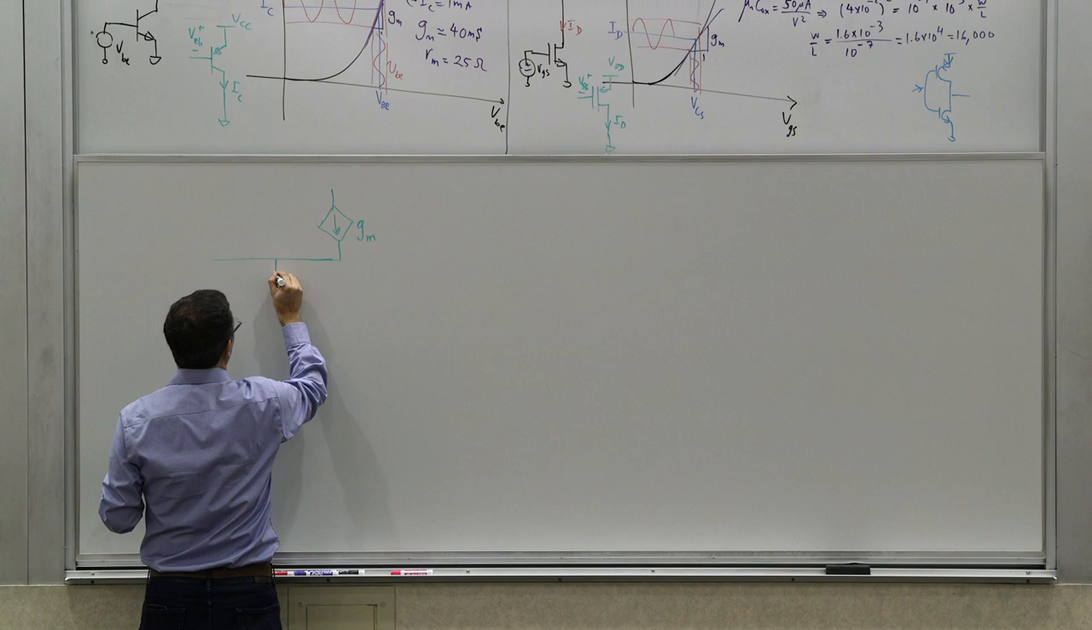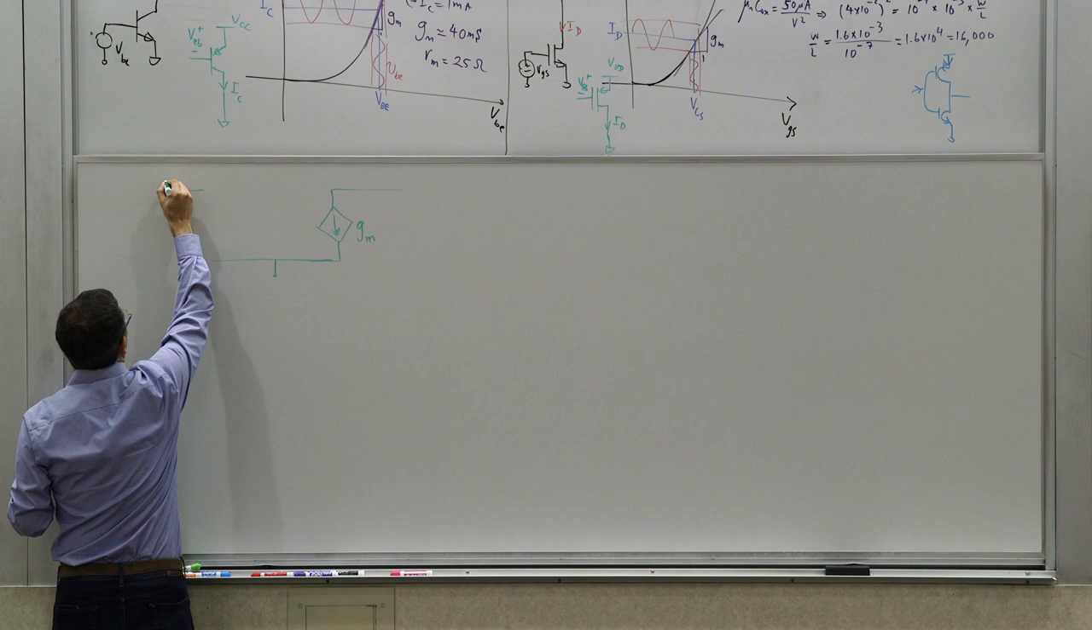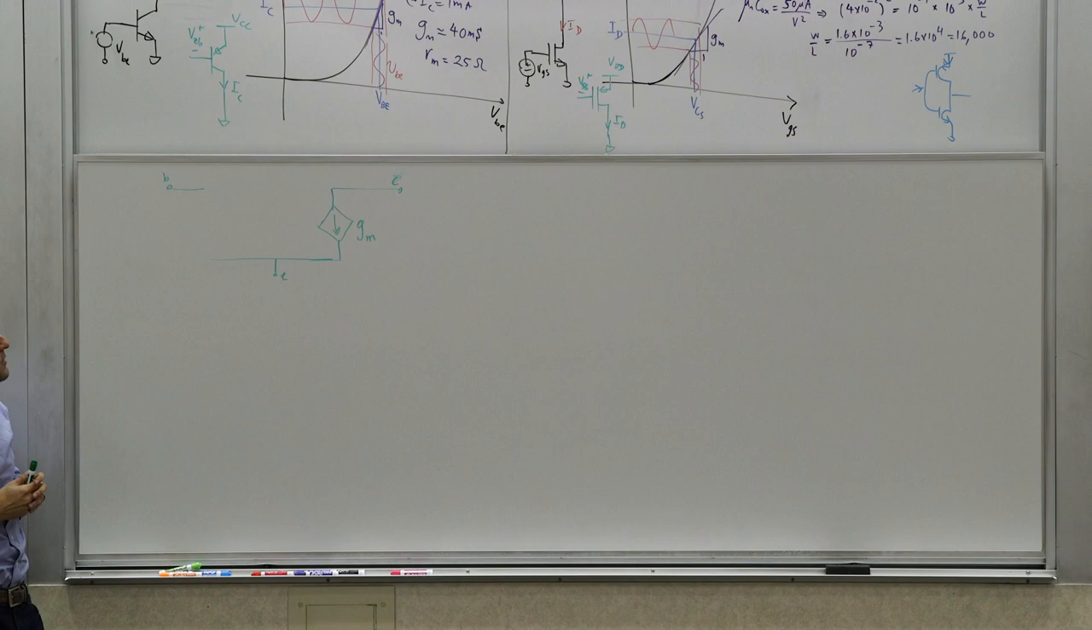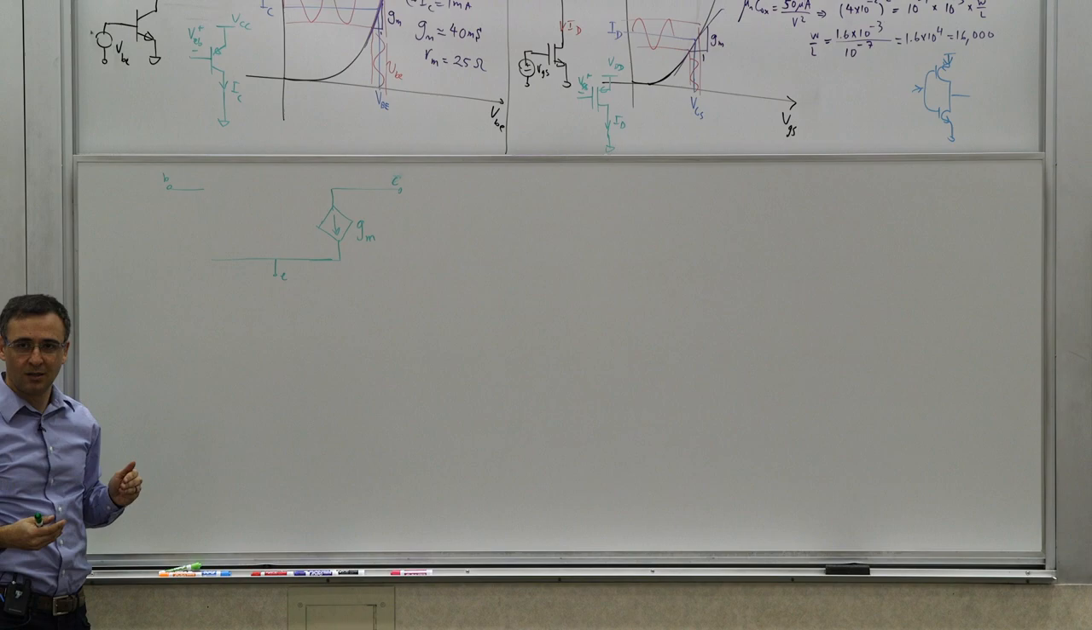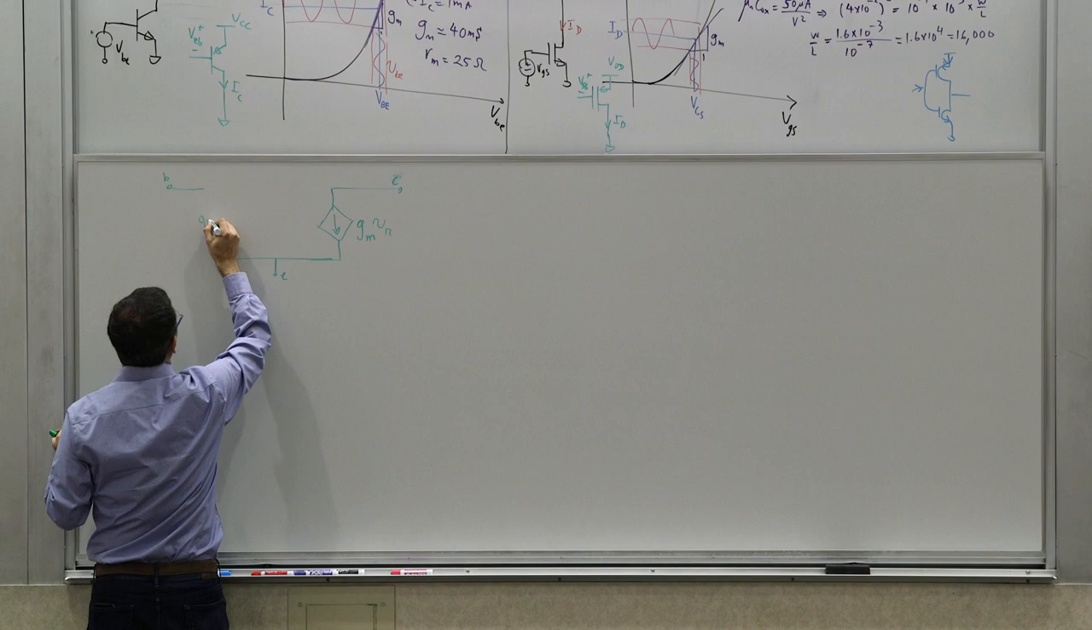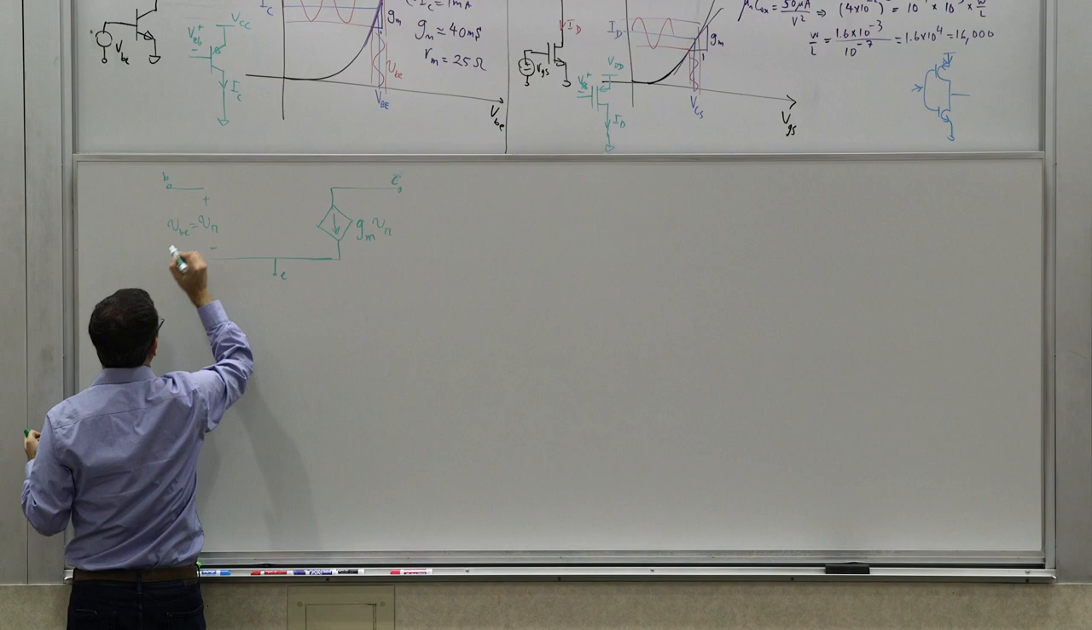In that model, we show the three terminals with lowercase letters, to emphasize that this is the model of the perturbation on top of the operating point. That model is a linear model. There is a voltage-dependent current source controlled by V pi, and you can also show it as lowercase VBE, which is equal to V pi.